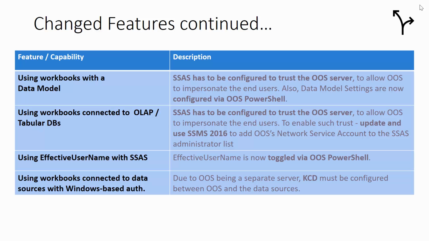And for this purpose, SSAS servers need to have their management studio upgraded. So for removal of doubt, you do not need to upgrade your organizational OLAP cubes or tabular databases. You do need to upgrade the SQL Server Management Studio in order to establish trust with the Office Online Server.